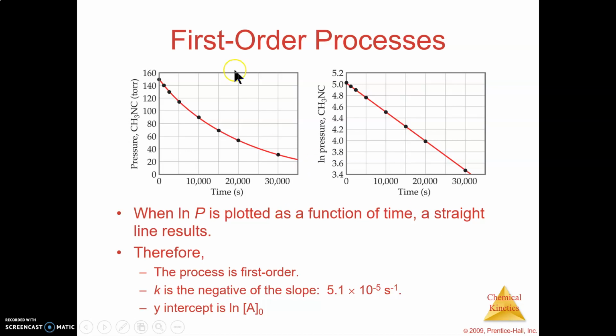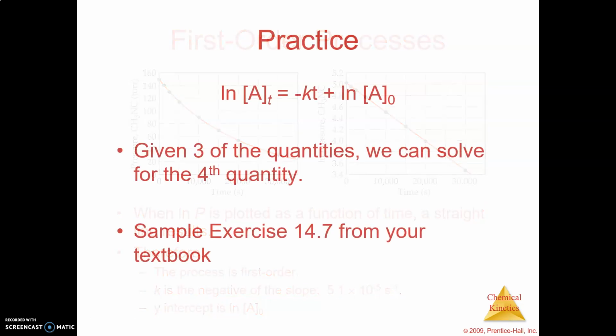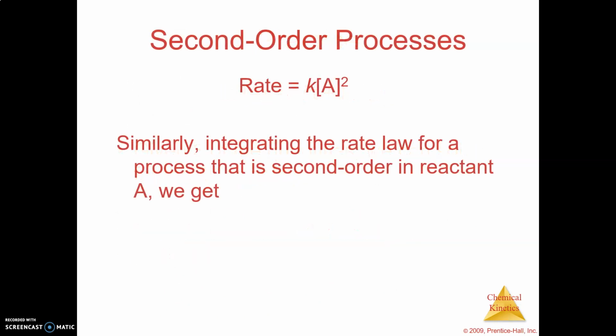Now, if we were to graph this and get a curved line, then it's not first order. We don't know what it is. When we look at these graphs, we're going to be looking for a graph of a straight line. Don't worry about this, it's from an old textbook. We don't need to worry about that. And so that's first order.